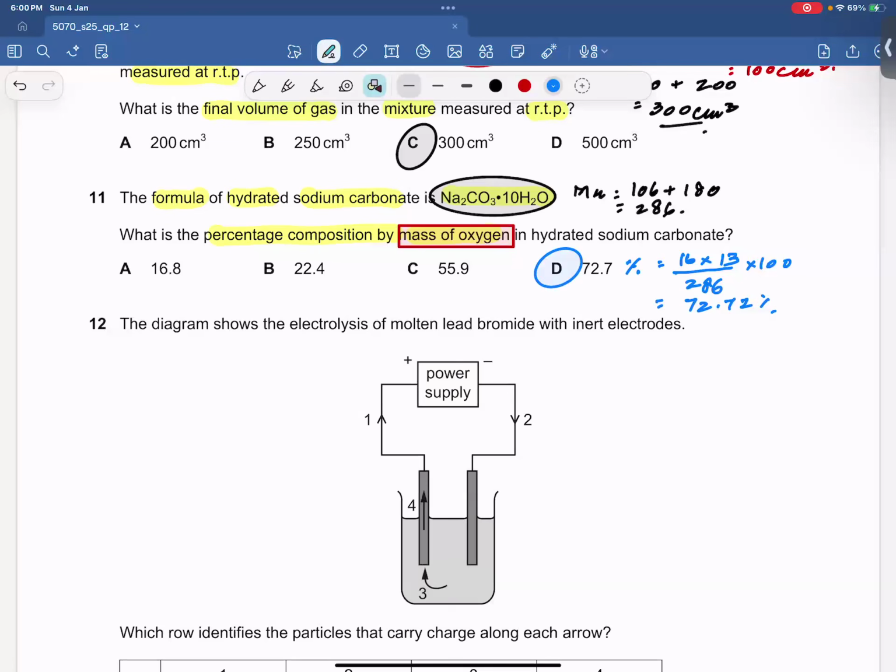Okay. So this is the relative atomic mass of oxygen. This is the number of oxygen atoms present in this hydrated sodium carbonate divided by the MR of hydrated sodium carbonate into 100. Okay. I hope it makes sense to you. We have done this in class.